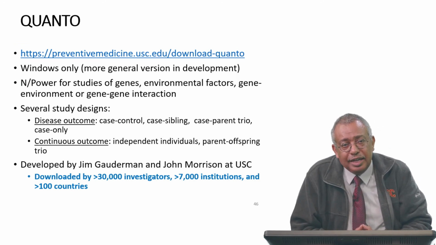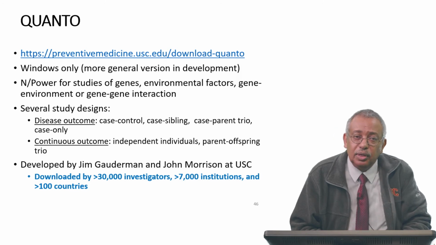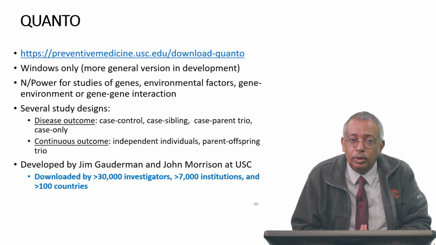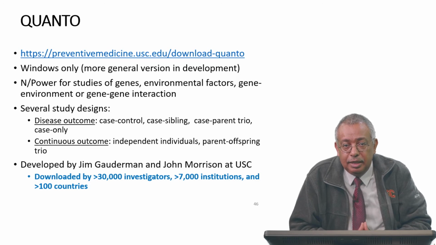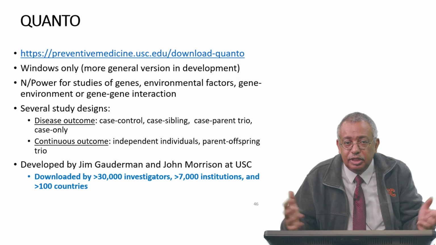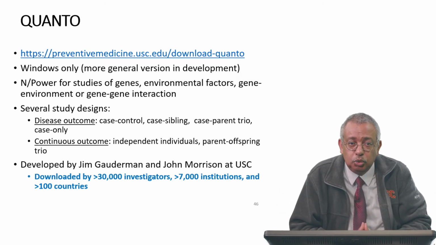The other software, other than R, which is quite popular these days, that I would like to introduce is software that was developed at the University of Southern California a number of years ago, called Quanto. This is freely available software, and you can easily download it from the ISEE website, as you can see from this slide. Currently, it deals with Windows-only platform, but a more general version is in development. It was primarily designed for genetic studies or gene-environment interaction studies, but we have been using it for many years for any types of designs as well.